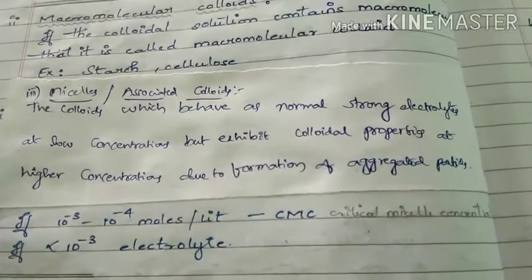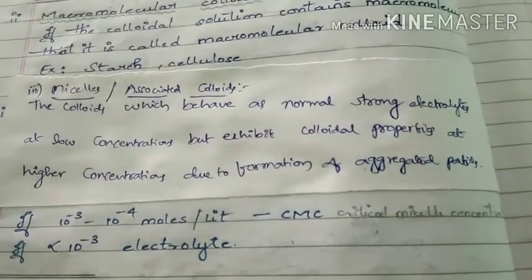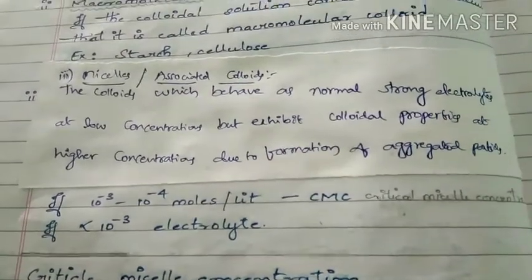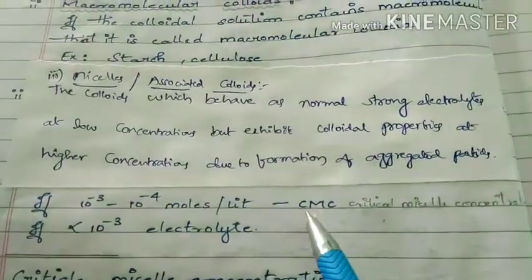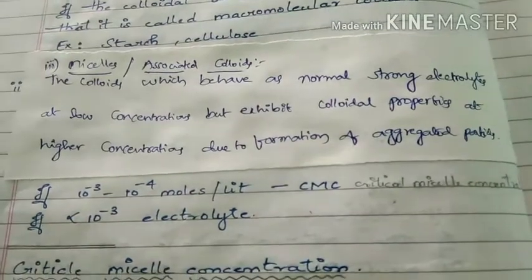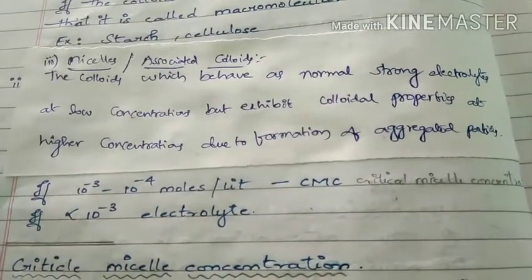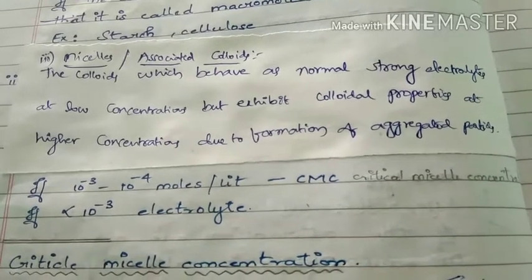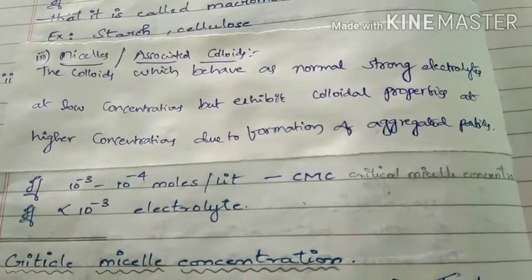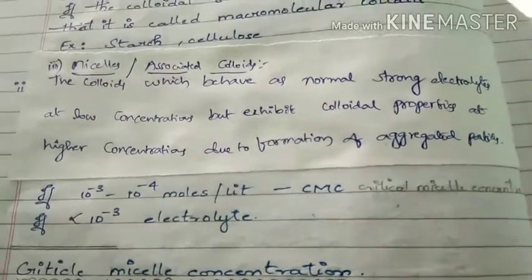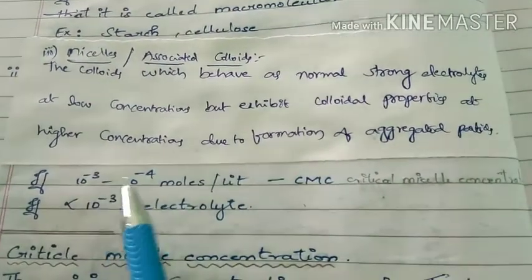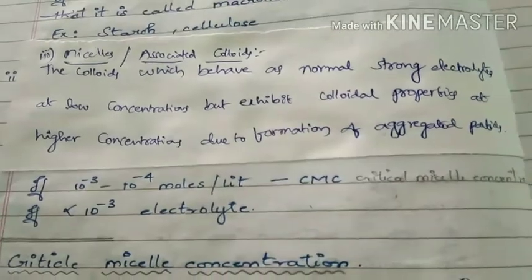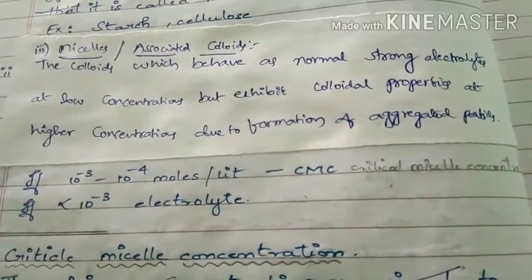For example, if I give the example, then we get an idea. Here one term is there, CMC, that is called critical micelle concentration. The critical micelle concentration for soap is 10 to the power of minus 3 to 10 to the power of minus 4 moles per liter. This is the critical micelle concentration for soap.